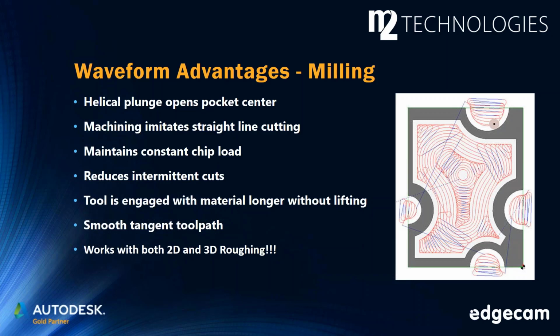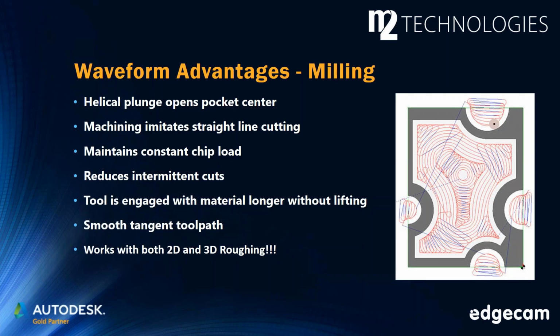So if we took a tool and we ran a tool simply along a single edge, once the tool entered material, the tool load would stay constant. We could watch the spindle load meter on the machine. We could listen to the machine. We could watch the chips. The chip formation is constant because the tool is cutting in a straight line. Waveform imitates that. So it's kind of like taking the spaghetti of a straight line and curling it up in a way that maintains that tool load.